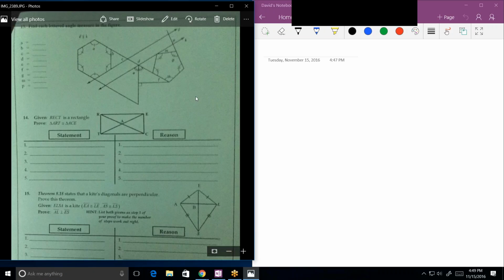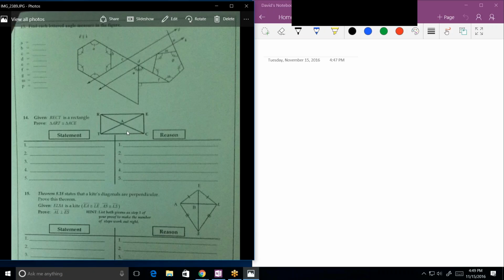So let's look at the proof. I'm doing the given, and right now I'm in the process of stating that each angle is a right angle. You're talking about the proof on number 14? Yeah. Well, let's see. What are we trying to prove? We're trying to prove that ART is congruent to ACE. What do you suppose we're going to use for the congruency to prove? You know what? I already know what we're doing. We can do this in very few steps.